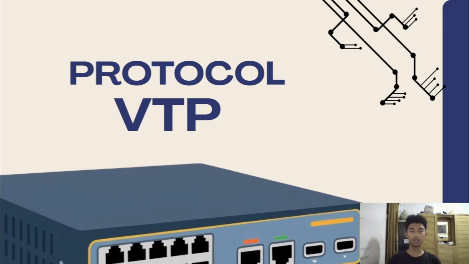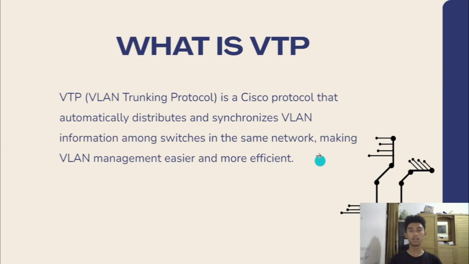Today I will be presenting about VTP. What is VTP? VTP, or VLAN Trunking Protocol, is a Cisco protocol that automatically distributes and synchronizes VLAN information among switches in the same network, making VLAN management easier and more efficient.